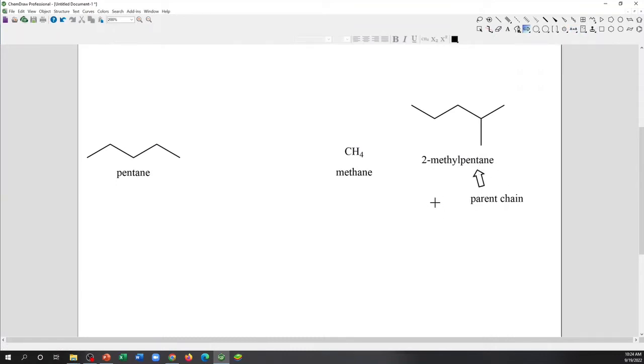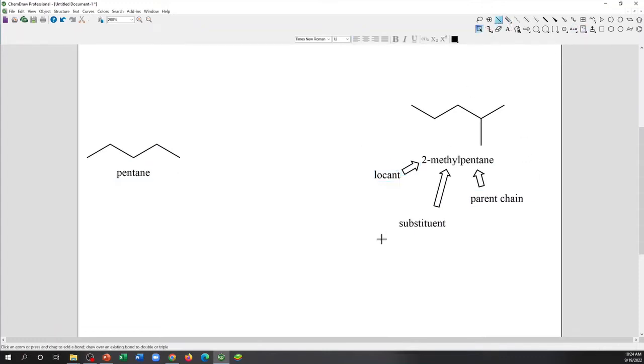This is the name for the parent chain. This right here is referred to as the substituent. And then the other word that matters is the locant. The locant is actually the number. So we have the locant. Let's get that methane out of there. And the locant is the number. The substituent is the name of the chunk of carbons that are hanging off. And then finally we have the parent chain.